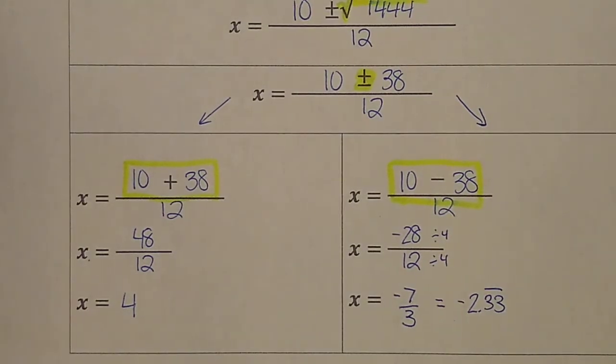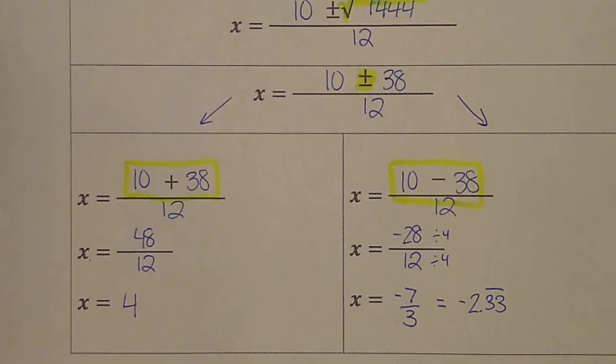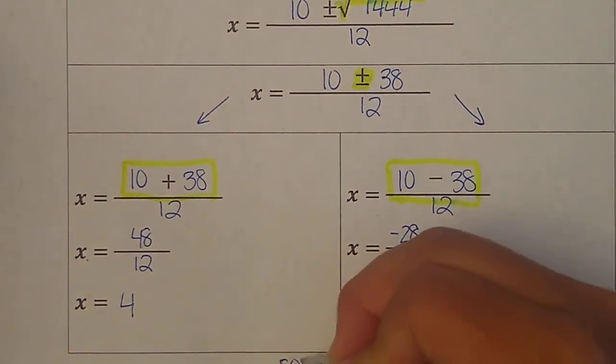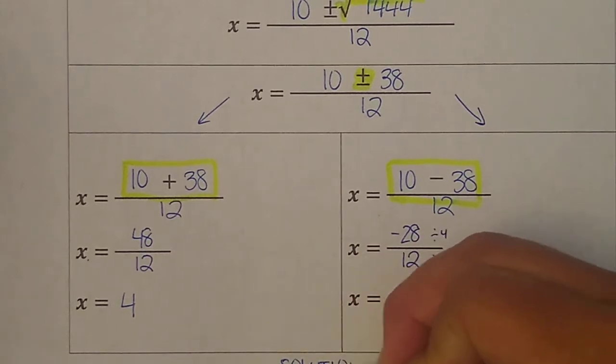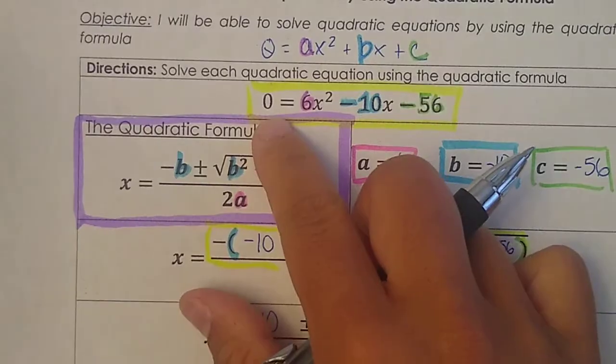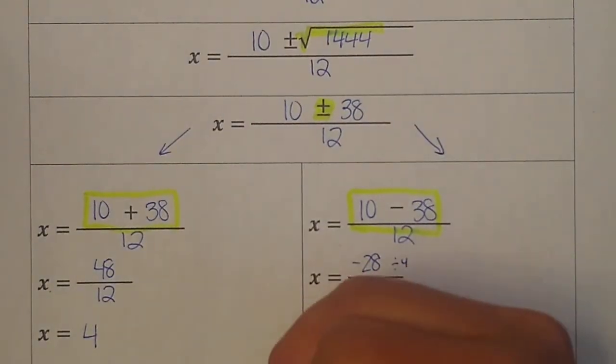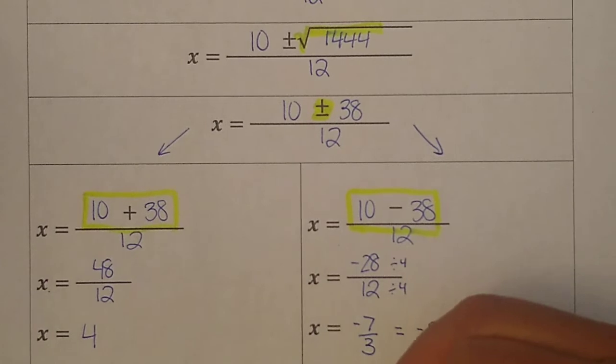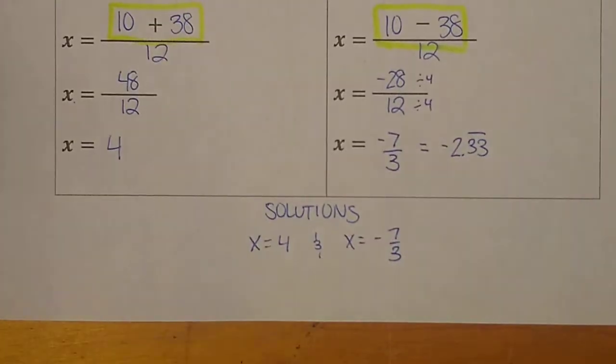So those are your possibilities. But we typically like to leave those answers in fractional form. So the solutions to my equation 0 equals 6x squared minus 10x minus 56 are x equals 4 and x equals negative 7 over 3 using the quadratic formula.